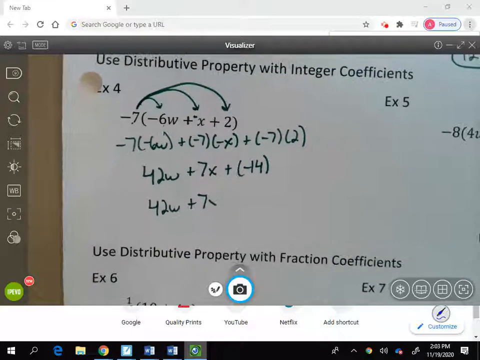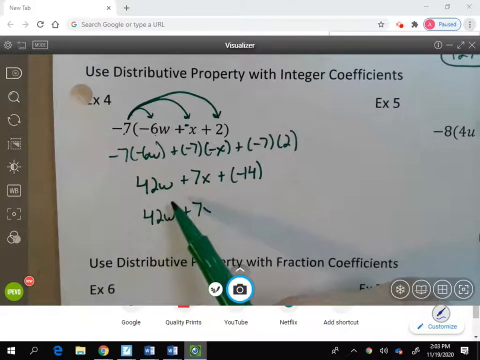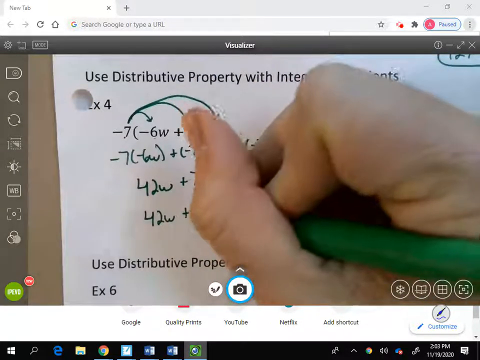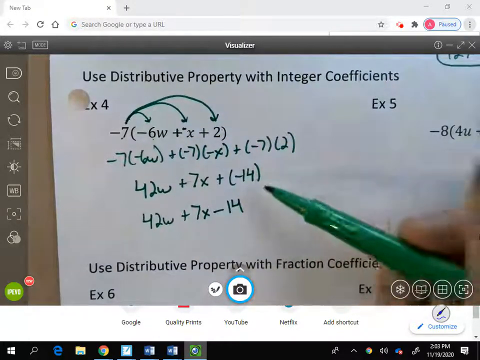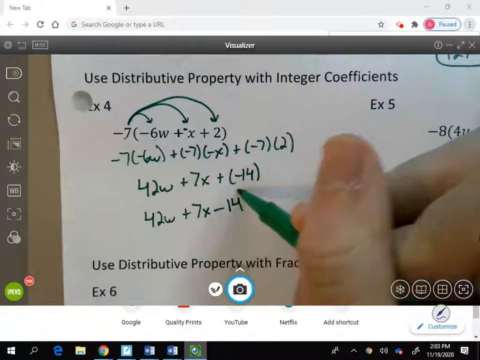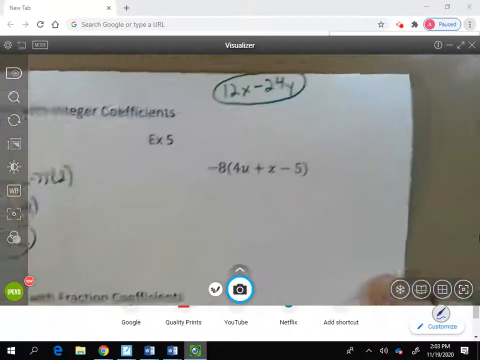Okay, let's get right back into it. So we had 42w plus 7x plus a negative 14, and we're just going to rewrite that so we have a minus 14. It's the exact same thing as this. This is perfectly fine. This is a correct answer. This is also a correct answer. Circle. Let's take on the next one.